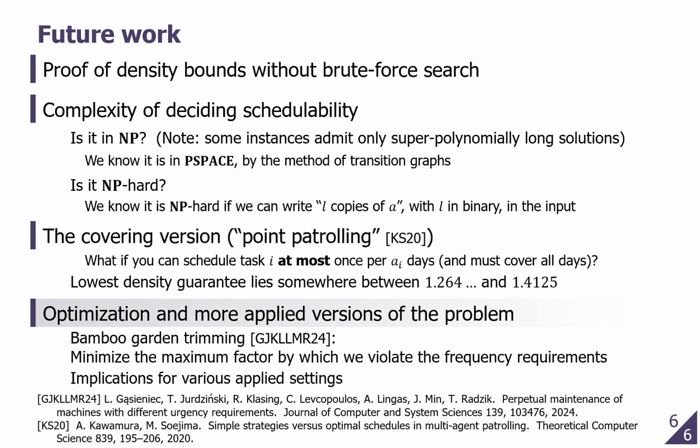Our pinwheel scheduling problem is only the simplest of the many settings we could consider. It may also be recast as optimization problems, of which the simplest is known as bamboo garden trimming, which amounts to asking in our problem to minimize the maximum factor by which we violate the frequency requirements. My new result today yields a slight improvement in the approximation ratio for this problem, as I discuss in my paper.